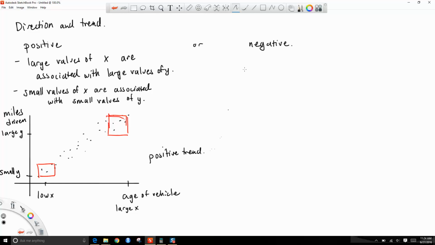Okay, negative trend, just the opposite. Large values of x. So I'm just going to write large x goes with what? Small y, okay? And small x goes with large y.